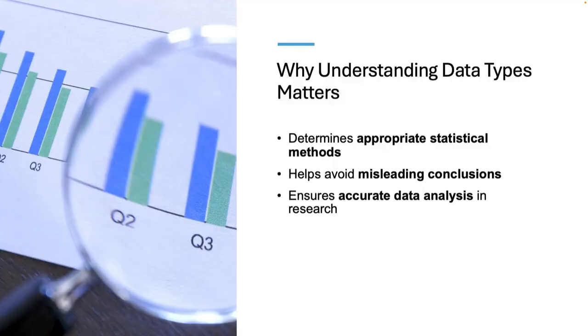So why does all this matter? It matters because the type of data you're working with really determines the kind of analyses you can perform. As an example, you can't take an average of nominal data like blood types, and you can't calculate meaningful differences with ordinal data like pain levels, but you can take an average of interval and ratio data like temperature or height. So choosing the right statistical test, as you can see, depends entirely on understanding what type of data you have.